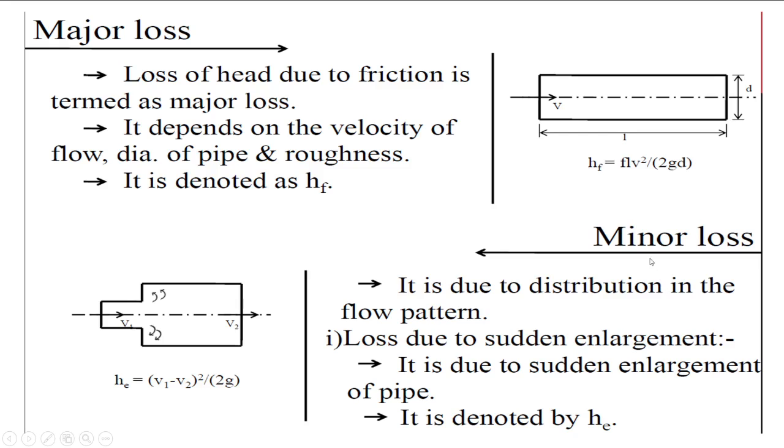Then we will move towards the minor losses. This is due to the disturbance in the flow pattern. The first minor loss is loss due to the sudden enlargement. This loss is due to the sudden enlargement of the pipe. It is denoted as h_e, and the equation to find the loss due to sudden enlargement is (V1 − V2)² / 2g.